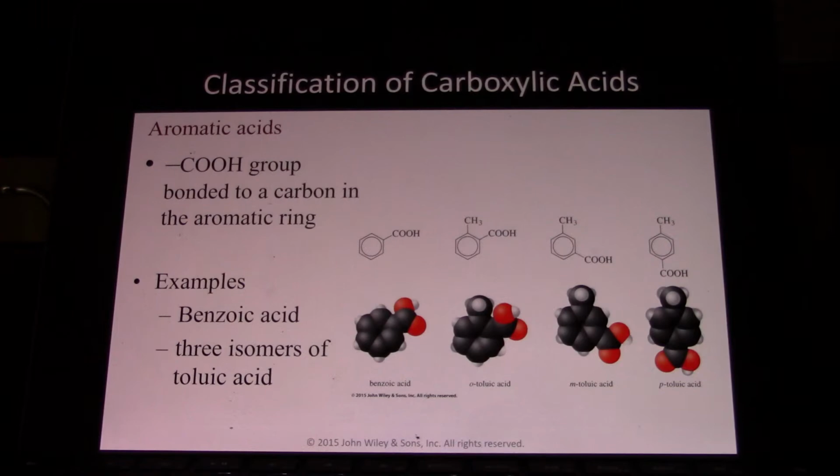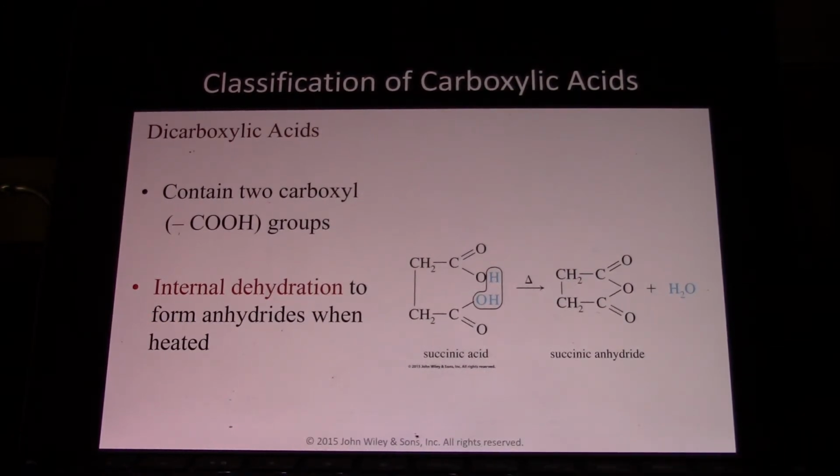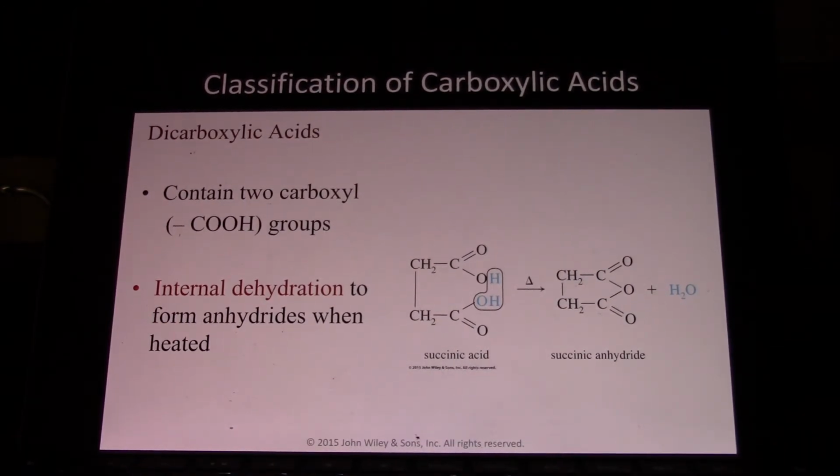Aromatic acids. Here we have an aromatic group like benzoic acid, orthotoluic acid, metatoluic acid, paratoluic acid. Dicarboxylic acids have 2 carboxyl groups. And in these you can get an internal dehydration to form anhydrides. By heating it, we can remove this water here and connect them, leaving us an anhydride.